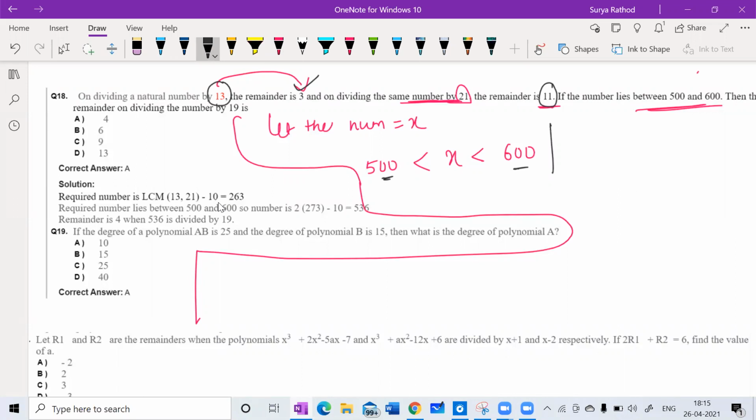Are you getting my point? Yes, sir. How many numbers? Look at this. We'll check 500 to 600. How many numbers will be there? There will be only 5 numbers. What are the 5 numbers? Can you please identify? See, if you are dividing 515. 536. One number is 536, sir. It is confirmed, exactly one number is 536. Why? Because if you divide with 21, remainder will be 11.